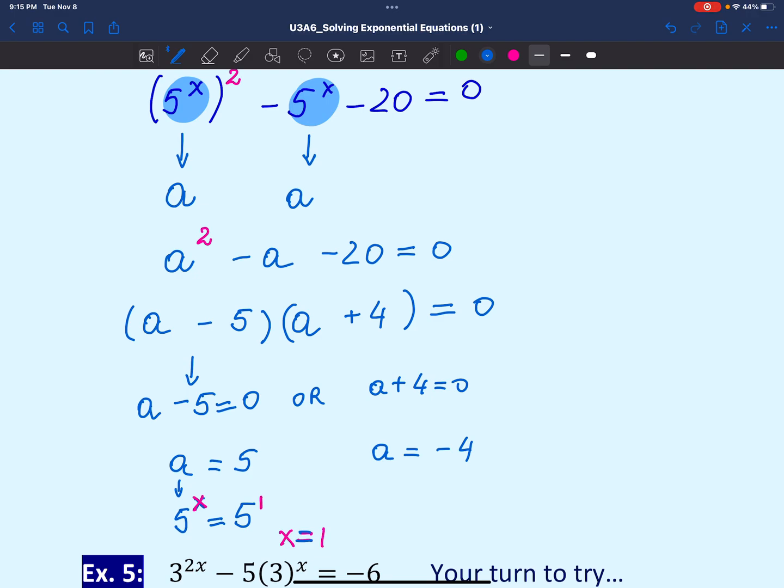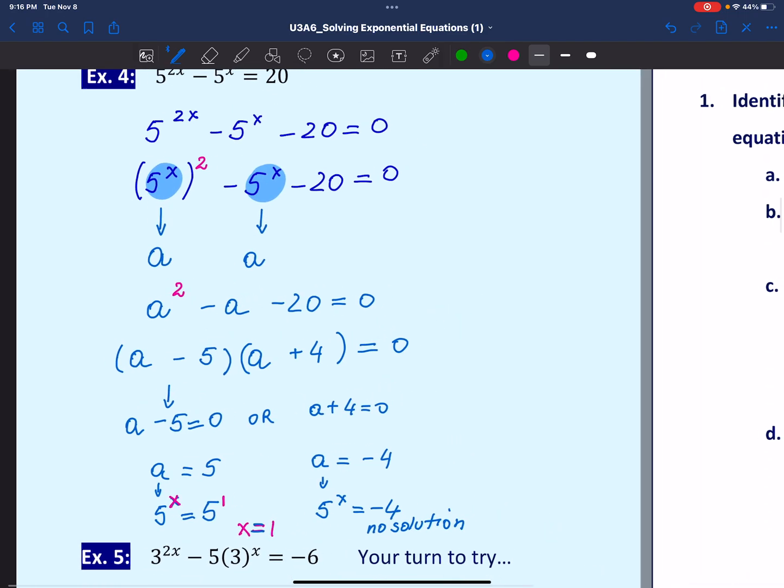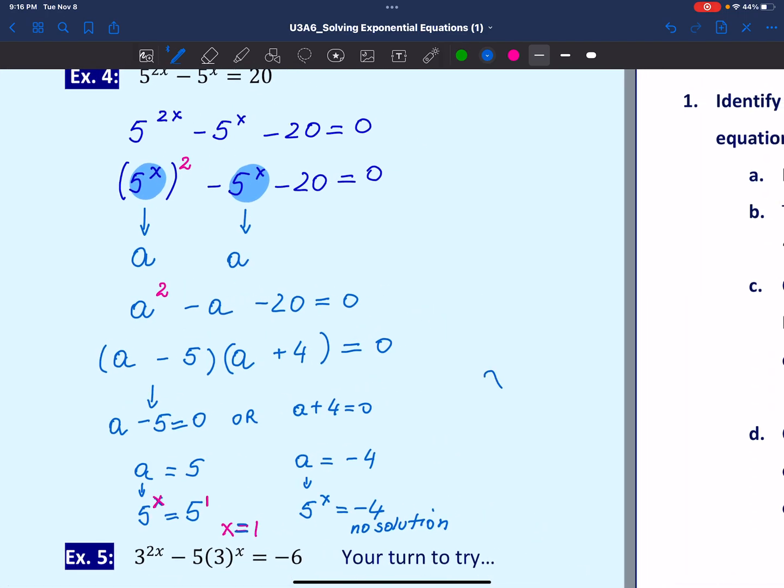And next we have here, similarly, 5 to the power of x equals negative 4. So as you can see in here, you have a positive base, and a positive base raised to any power cannot be negative, which means that we don't derive any solutions from this factor. So therefore, the only solution to this equation will be x equals 1.